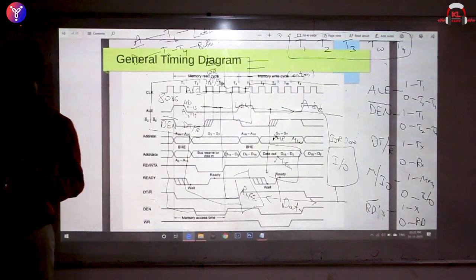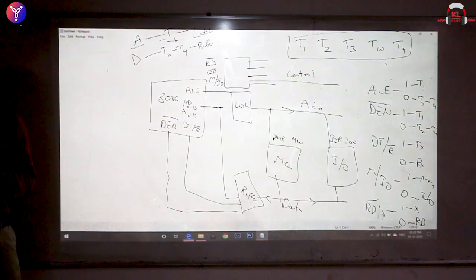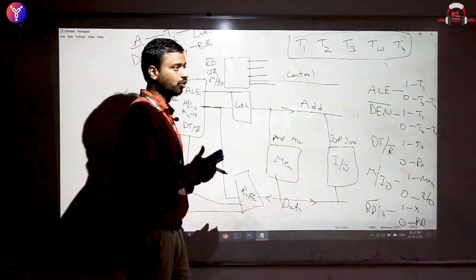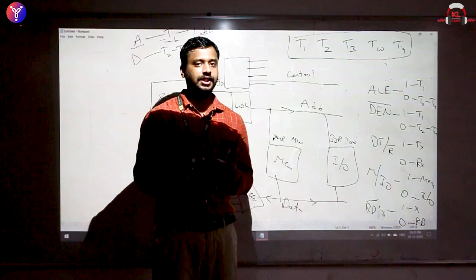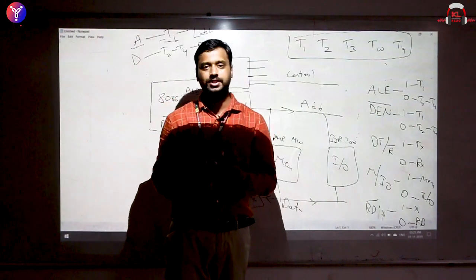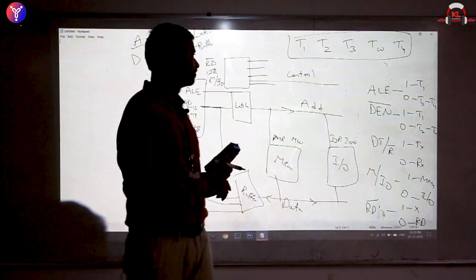whether the queue is free or empty or to be flushed out. Similar to hold and hold acknowledge, we have something called request and grant. Hold and hold acknowledge are the bus request pins in minimum mode. Request and grant are the pins in the maximum mode.